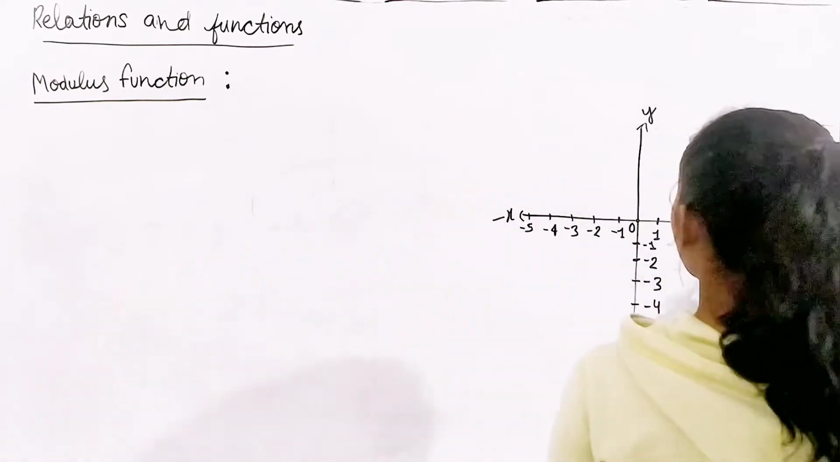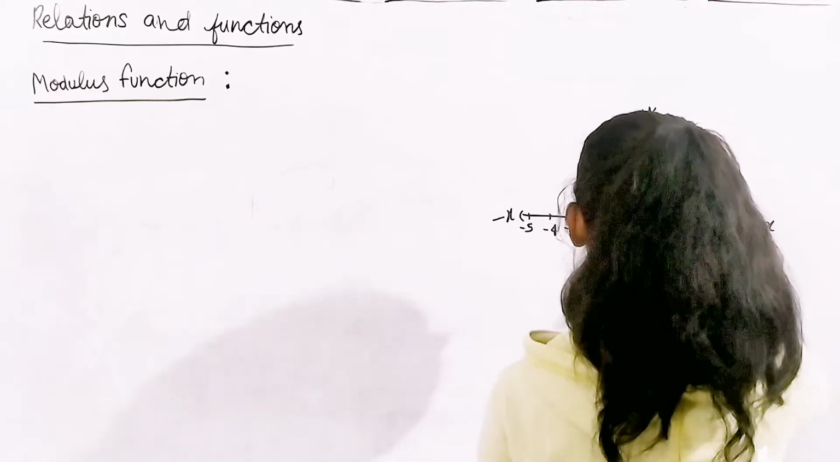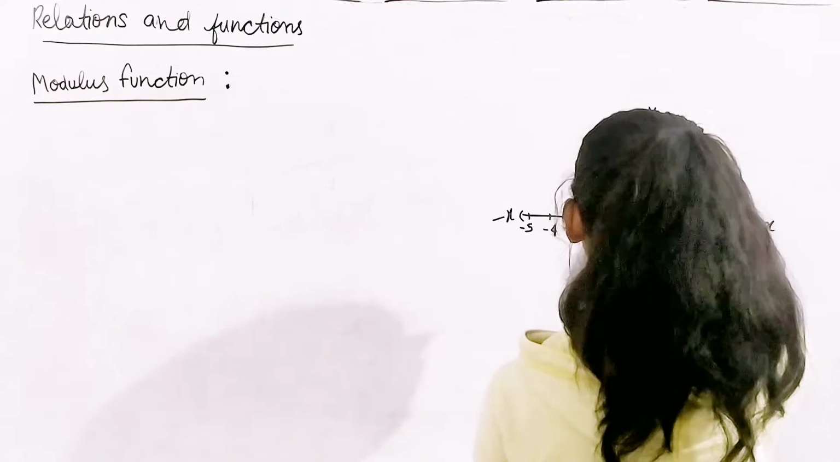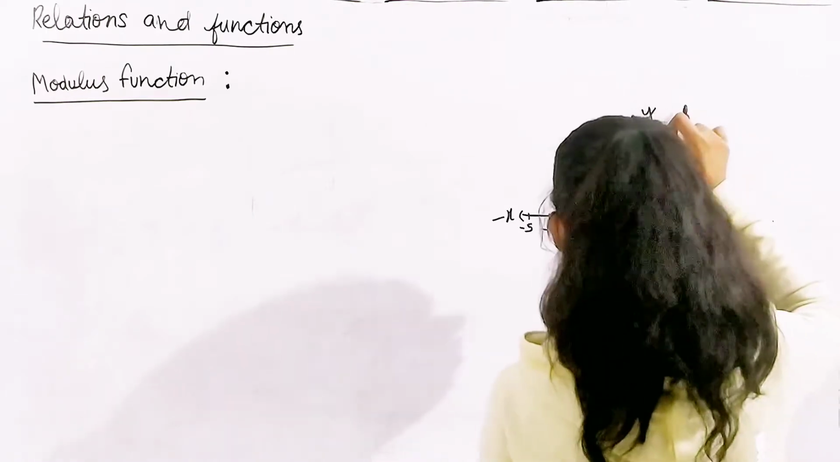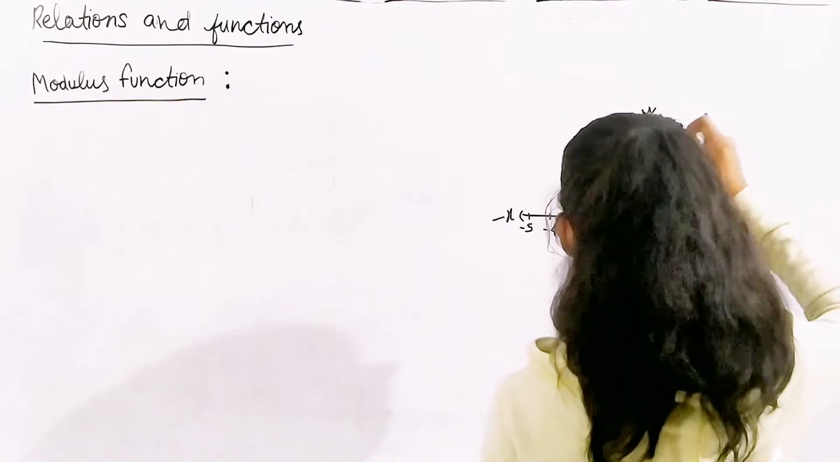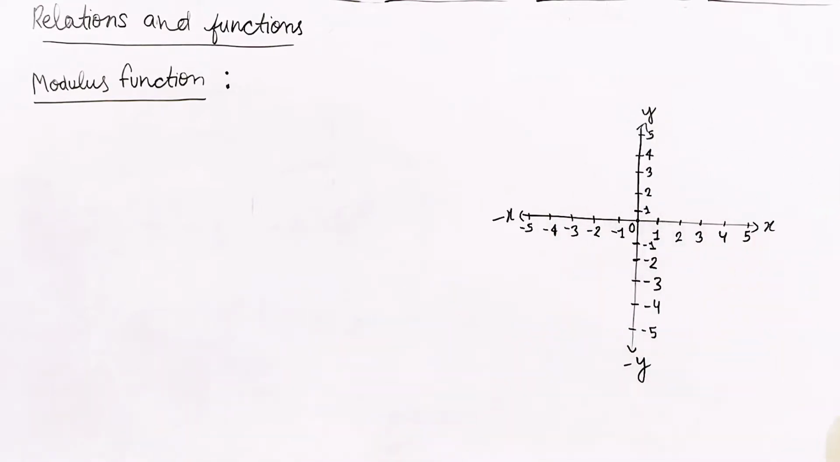Okay. And right here it's going to be positive: 1, 2, 3, 4, and 5. Just wait a second. Here we have 4. So as we can see, this is going to be our graph. And what is modulus function? The modulus function is a little different, so let me tell you.